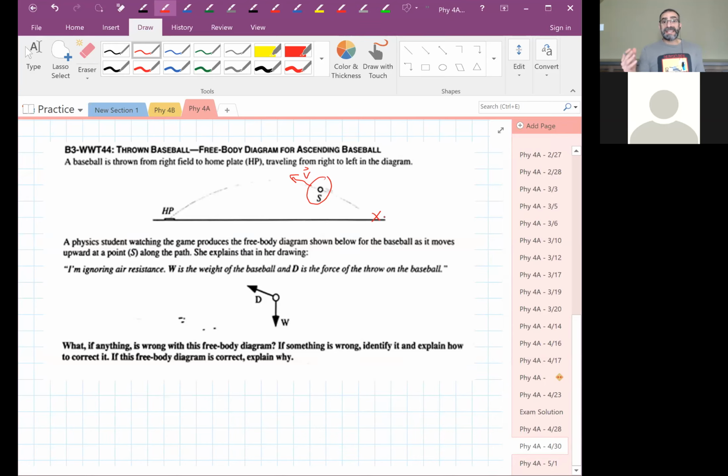So while it was in the person's hand, yeah, there had to have been some force acting on it to get it to go in that direction. The instant it leaves contact with the hand, it's in free fall, right? The only force acting on it is the force of gravity. So no D. That's the correct free body diagram. Okay, good.